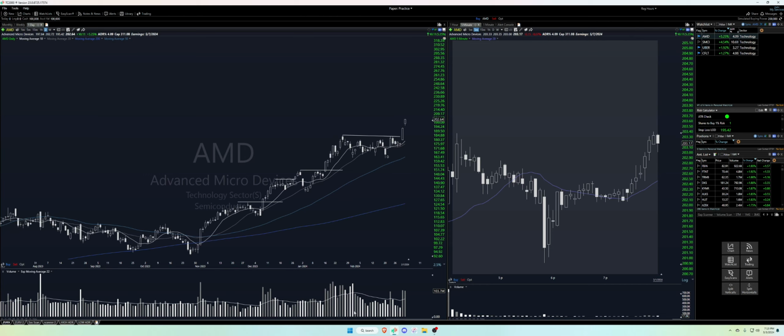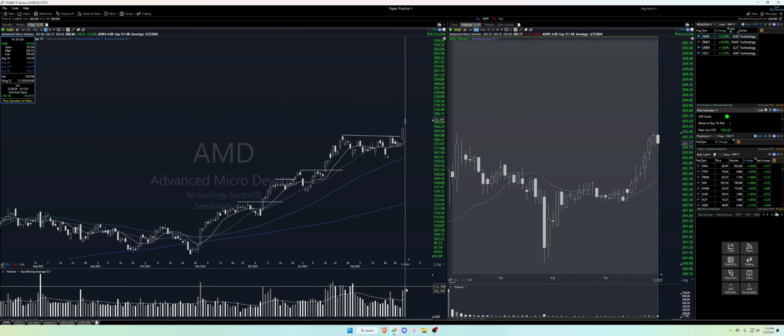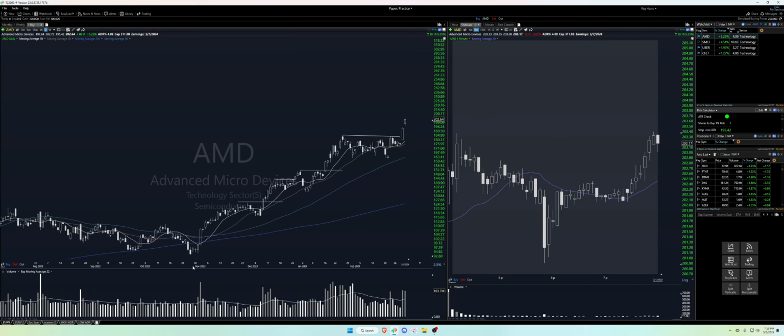As you can see on AMD, it has high volume going into the uptrend, and then as it's consolidating here and just going sideways, the volume decreases over time. And on that breakout day, of course, volume kicks back in and goes up.